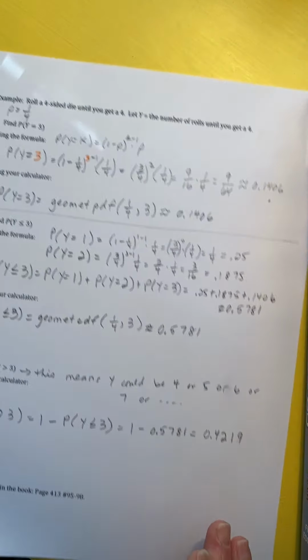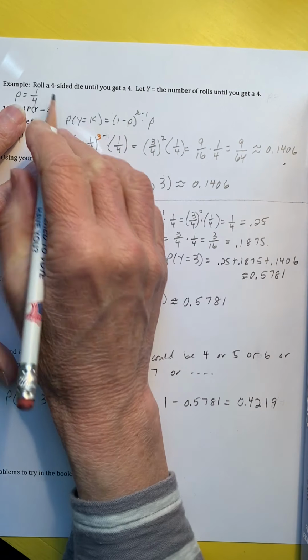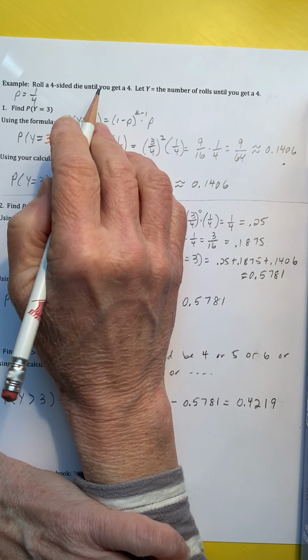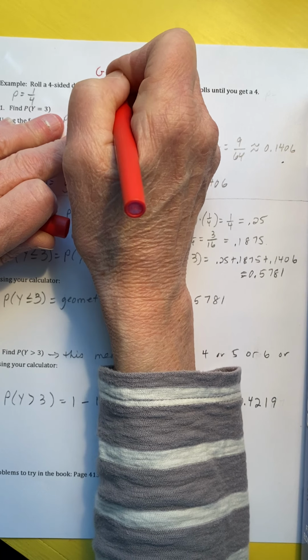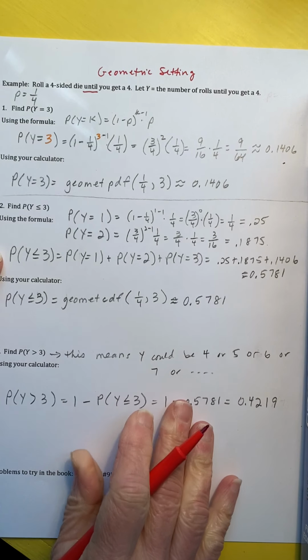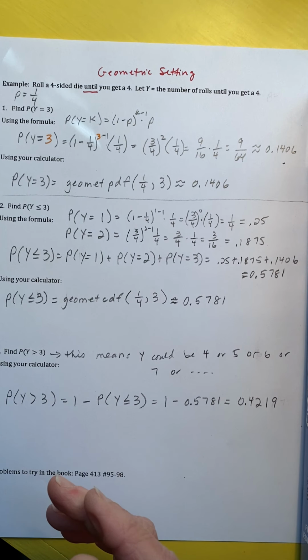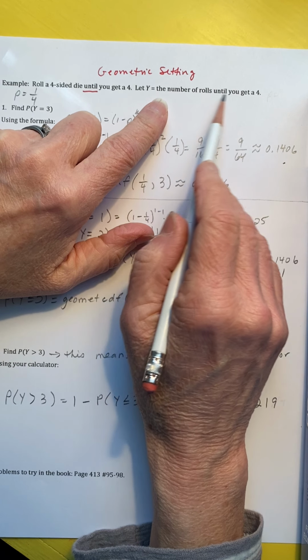So here we go. This is an example to show you how this works. So we have a 4-sided die, and we're going to roll it until we get a 4. There's that word, until. So this is a geometric setting because we don't say at the beginning we're going to roll the die a certain number of times. We're saying we're interested in calculating a probability of how long it takes to get the first success. That's what geometric is. So we're going to let y equal the number of rolls till you get a 4.